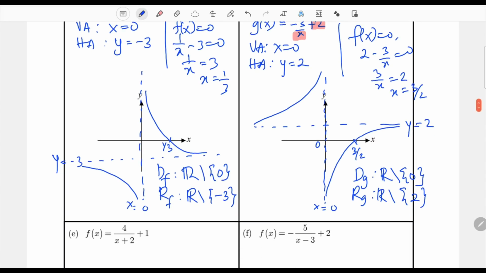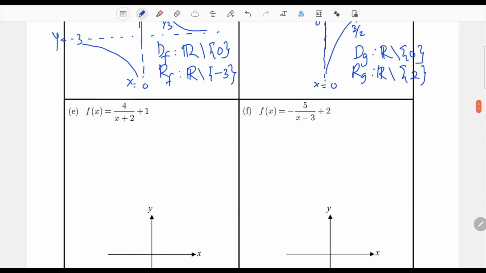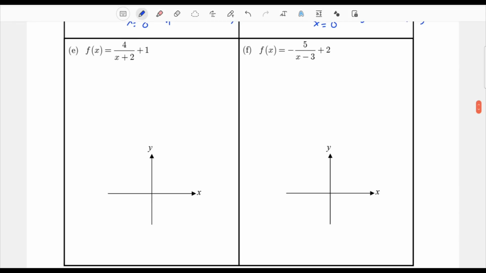Right, so let's look at E and F. Okay, give a good guess. So look at the denominator and then look at this. So the denominator, x plus 2, cannot be 0. Why can it not be 0? Because it's in the denominator. So x cannot be negative 2. So hence vertical asymptote, x equals negative 2. Horizontal asymptote, y equal to 1.